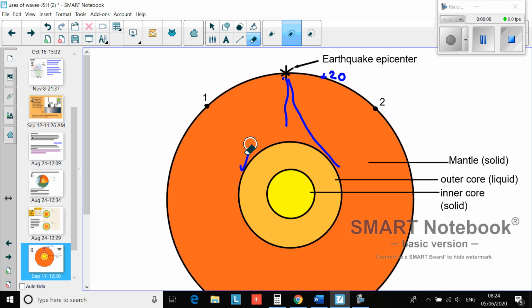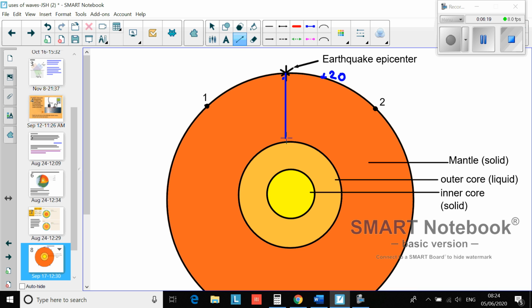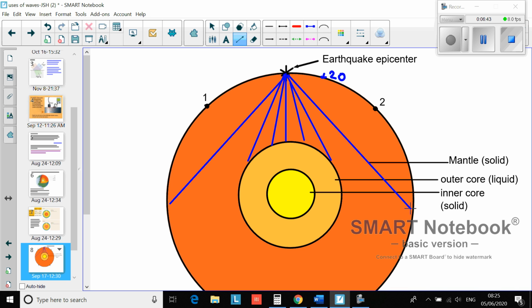I'm going to redraw that slightly. I might actually use straight lines. These wouldn't actually be straight lines, but just for simplicity, I'm just going to do that. Right. So they can travel through the mantle easily enough, these secondary waves, because they can travel through solid. However, what happens is when they get to here, the outer core, bear in mind, they can't at all. So what you've got is this.